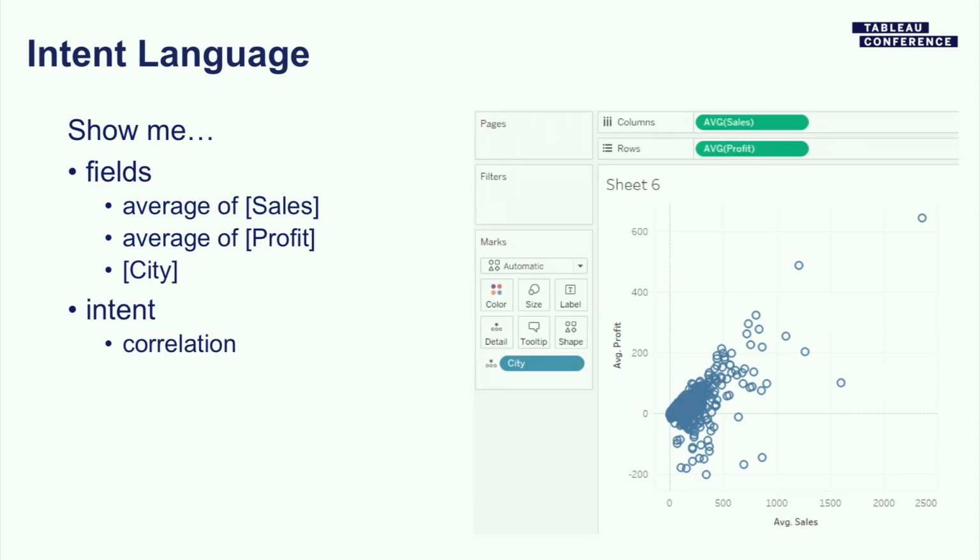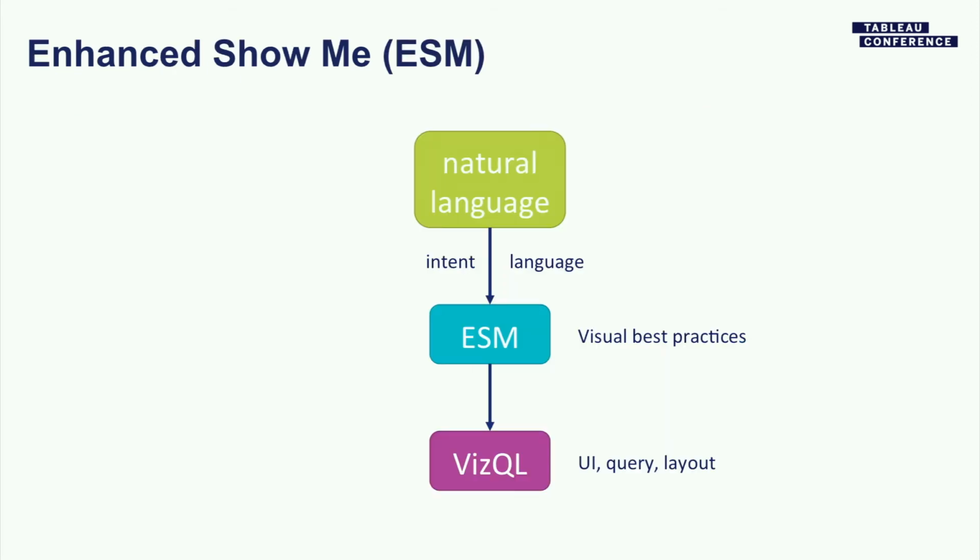So for example, here, what we've extracted out of what the user typed was that we wanted to see the average of sales and the correlation of that with the average of profit broken down by city. So this is a little bit of additional information that we wouldn't have through show me, and out comes that viz right there. So this is just an example of how we're trying to enhance show me a little bit to give you more power and leverage it from natural language.